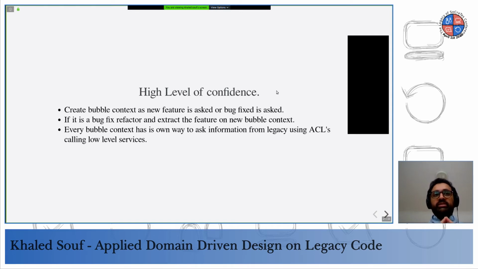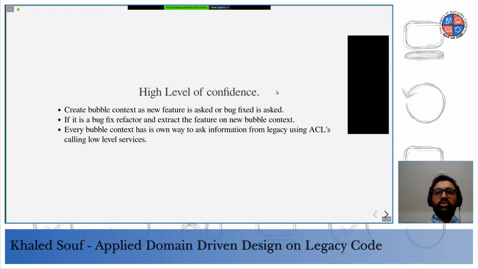Also, another difference is that for every bubble context, in this case, we're going to use an anti-corruption layer, but a really low-level service. What I call a low-level service is something that is not really smart. For example, it's going to call the database directly, or call some piece of code that we already know very well.